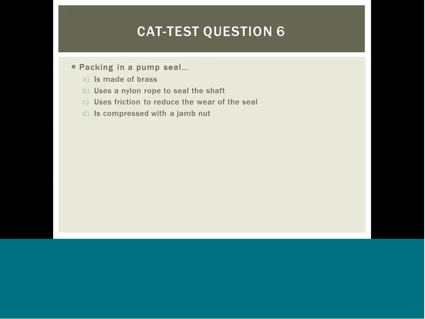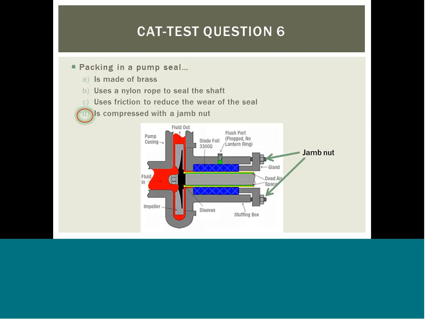CAT test question 6. Packing in a pump seal is A, made of brass, B, uses a nylon rope to seal the shaft, C, uses friction to reduce the wear of the seal, D, is compressed with a jam nut. As seen in the drawing, answer D is the best answer here. Packing in a pump seal is compressed with the jam nut.